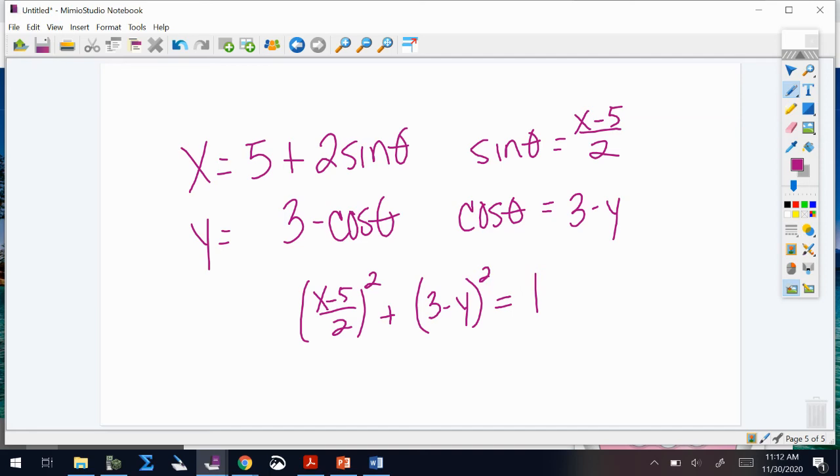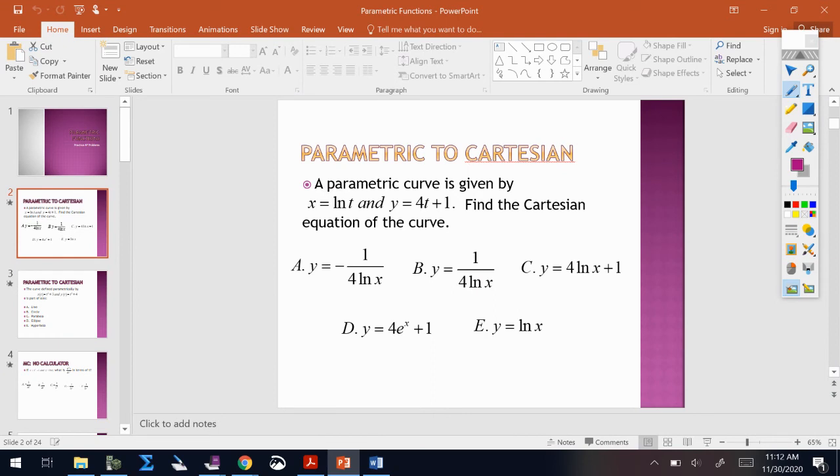So there was a question, it might take me a second to find it. This was a question asking kind of the same idea. It gives you a parametric curve. It says the parametric curve is x equals natural log of t and y equals 4t plus 1. And it wants you to write the Cartesian equivalent, the Cartesian of the curve. So that's what they're going to ask you to do. They're not going to ask you to do a lot of high level graphing at all.